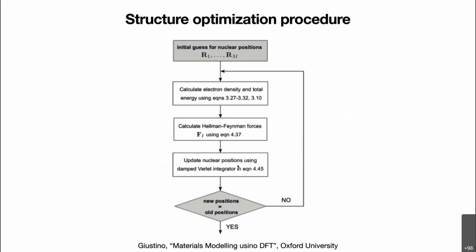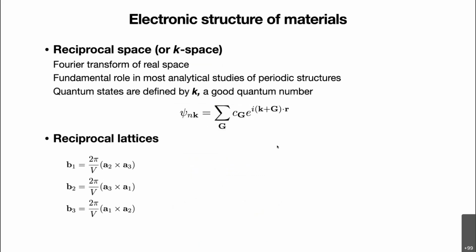Okay, so this is the flow chart. We provide atomic positions first, and then DFT will calculate the electron density and total energy, and using Hellmann-Feynman forces, we can compare the calculated positions and the initial ones. If the positions are the same, the calculation is finished; otherwise, go to the first step. Iteratively, DFT optimizes the force tensors.